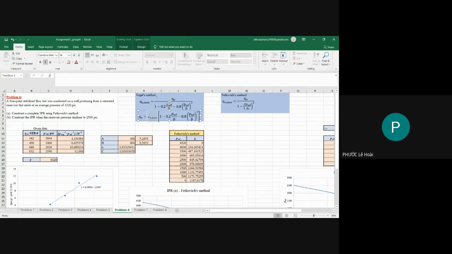For the Vogel method, it's the same as for problem 5 before. So we have the equation to calculate the Q0 max case, like here, and for the Q0, we will calculate it here.